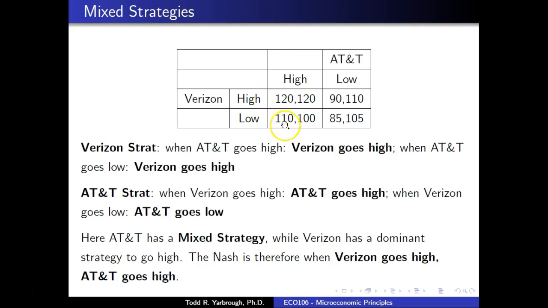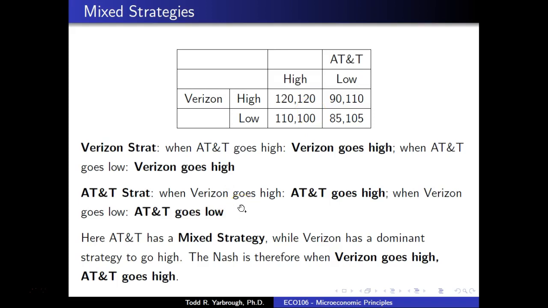Again, the payoffs first go to Verizon. The payoffs second go to AT&T. So here are Verizon's payoffs, and here are AT&T's payoffs. Now, we have established, therefore, that Verizon has a dominant strategy, and that dominant strategy is to go high. Verizon will go high no matter what AT&T picks. And it's important here to point out that, again, in these games, we assume perfect information. That means that both AT&T and Verizon know each other's payoffs, and that's important. And we'll talk about why in just a second.